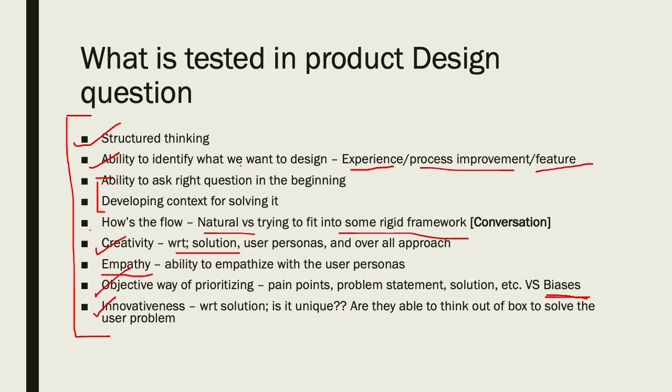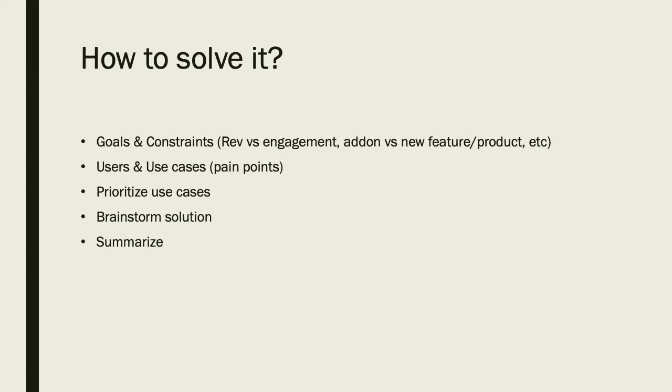So let me move on to the boring stuff here. The general framework that exists whenever someone is helping you understand how to solve a product design question, and you have seen this countless times in various books and material available online. How does it start? It wants you to understand goals and constraints. And goals and constraints are with respect to revenue, engagement, and wanting to add a new feature or product.